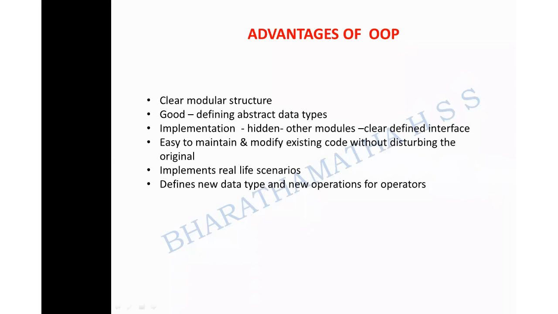Okay. Implementation hidden, other modules, clearly defined interface. Implementation here means how the work is done is hidden for us. You need not be worried about how the things are working behind the scene. Other modules means there are so many modules over there. Each module will be interlinked with each other. How these modules are interlinked, you need not be much worried. Automatically, once you just get connected to it, the modules keep linking with each other and it will work.